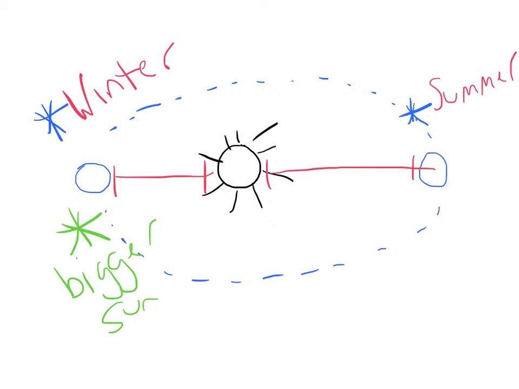So this answer is the Earth's revolution around the sun. This has nothing to do with the seasons. It's just the size of the sun. The reason for the seasons is the axial tilt of the Earth. So, in that case. Alright.